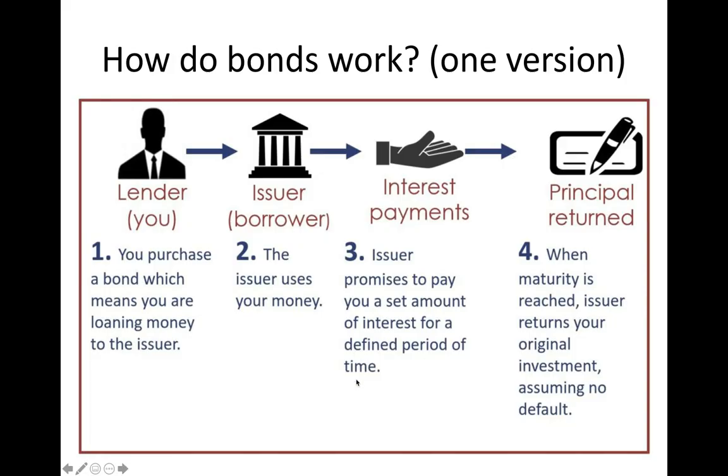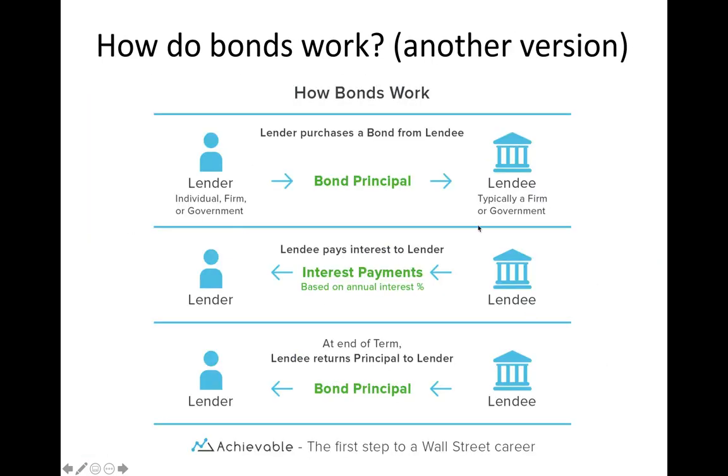So you're going to get a little bit of interest each year, and then at the end, you get the principal back. Here's another look at it. Here's you, the lender, or me, could be an individual. It could be a company. A company could buy a government bond, or another government could buy a government bond. And so they purchase the bond from the borrower.